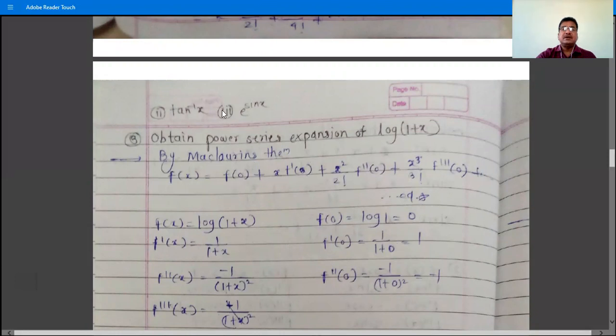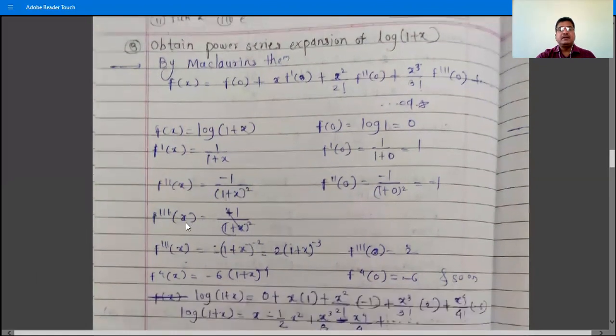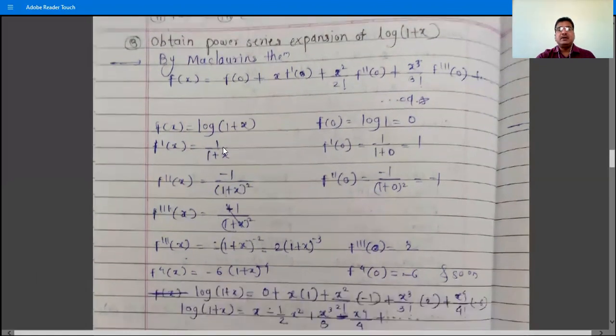Now f x is the function log 1 plus x, and the value at 0: f of 0 is log 1 plus 0, which means log 1, and log 1 is 0. Then f dash x is 1 by 1 plus x, the derivative of log 1 plus x. Then f dash 0 is 1 by 1 plus 0, which means 1. Then f double dash x, the derivative of 1 by 1 plus x, is minus 1 by 1 plus x bracket square into the derivative of 1 plus x, which is 1. Then f double dash 0 is minus 1 by 1 plus 0 bracket square, which is minus 1.